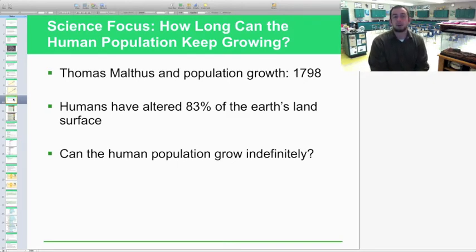Science focus. How long can the human population keep growing? There was a man named Thomas Malthus, who was an economist. He was also looking at population growth. In 1798, he figured out that humans had already altered 83% of the Earth's land surface. So he said that we're probably not going to continue to grow like we are, and that there is eventually going to be a carrying capacity. So can the human population grow indefinitely? The answer is probably not. We know that all populations reach some sort of carrying capacity, and therefore the human population will too. It'll reach carrying capacity.